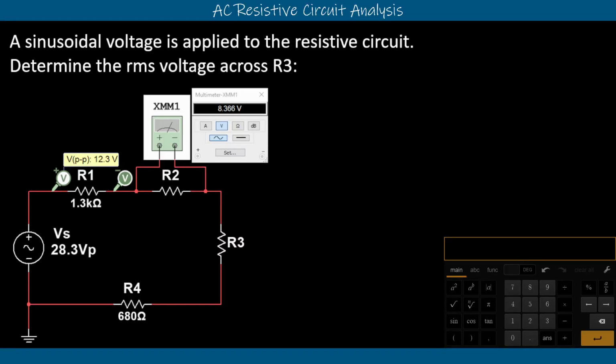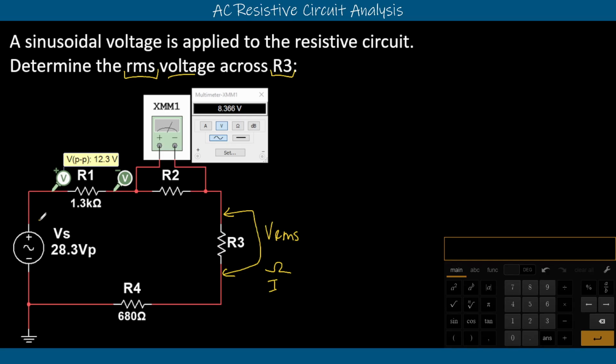And welcome. In this example, we're going to look at how to determine the RMS voltage across the R3 resistor. So our R3 is down here, and we're looking for VRMS. That's going to be our goal, and we're going to work towards that. We need to figure out two things about R3. We don't know its resistor value, its ohmic value, and we don't know the current through it.